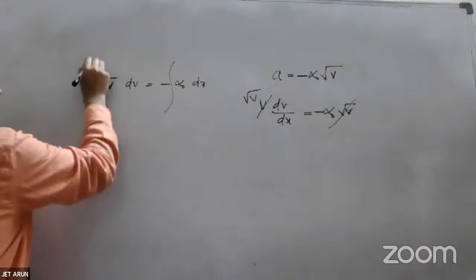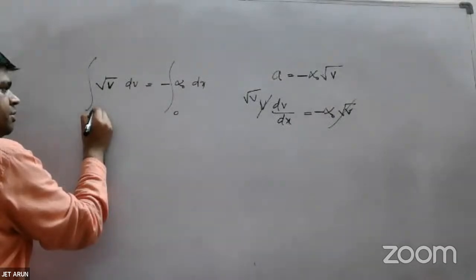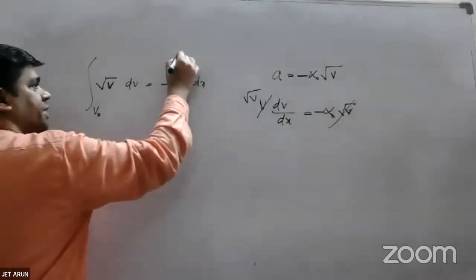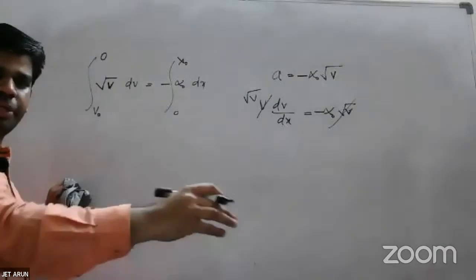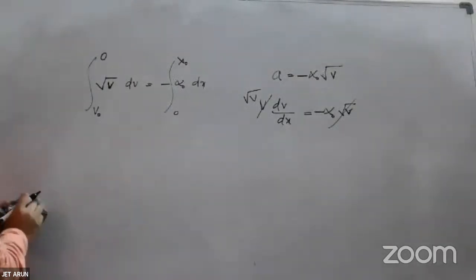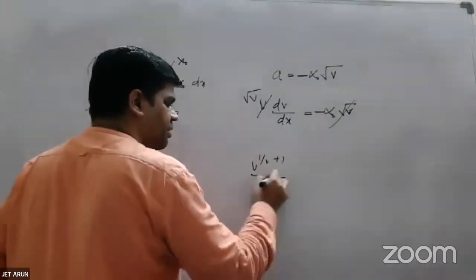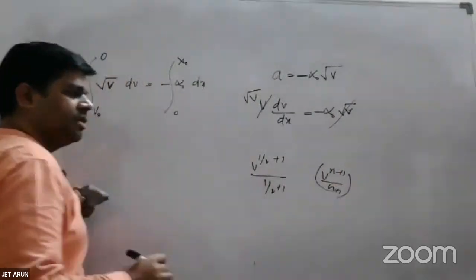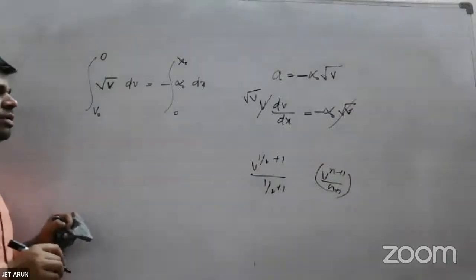Right. When x is equal to 0, my velocity is v naught, the initial velocity. When x is equal to x naught, my velocity is 0. Why? The particle is stopping there. I want the stopping distance. Now I integrate this. The integral of root v: v power 1 by 2 plus 1, by 1 by 2 plus 1. v power n plus 1 by n plus 1. All integral formulas, today I'll send all the integral formulas to you.